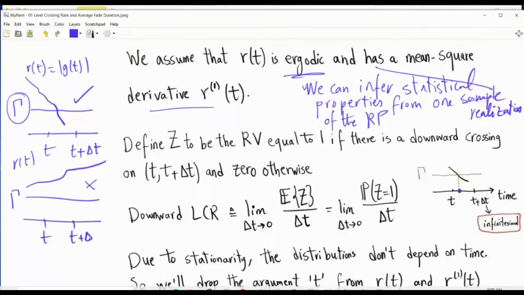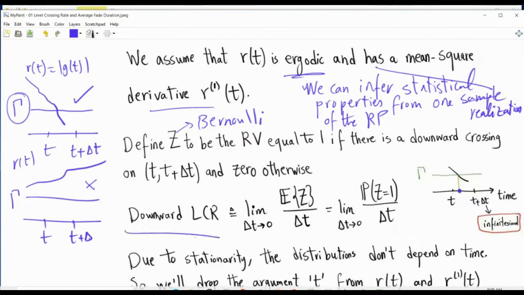And so let's define a random variable z. And so z is 1 if there is a downward crossing, and it is 0 otherwise. So z is a Bernoulli random variable. It's a 0, 1 random variable, and if it's 1, it tells you that on this interval you have a crossing, a downward crossing, otherwise you don't.